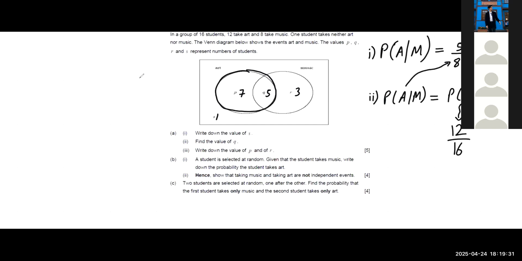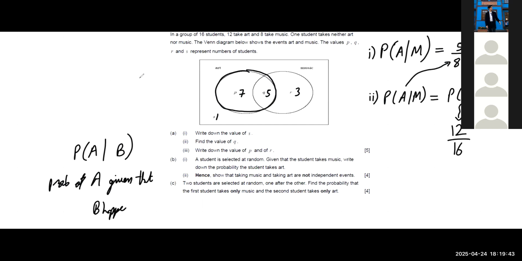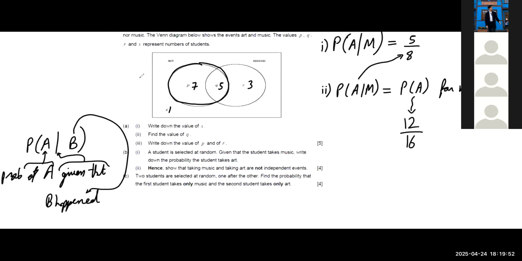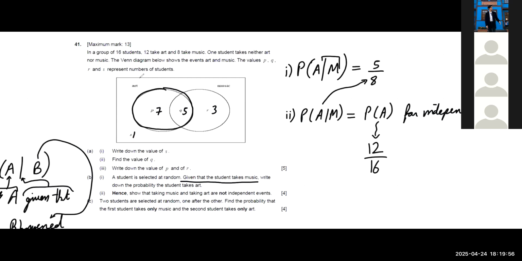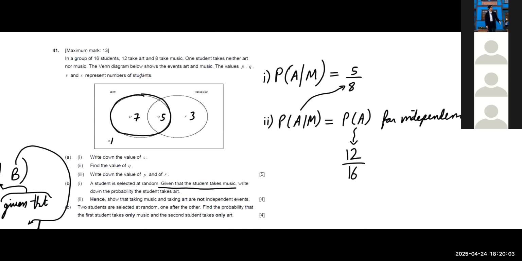So look, the notation is when I say it like this, it essentially means probability of A given that B happened. So given that is this line, and B means B has happened. This is probability of A. So you read it like this. See, they said given that a person takes music, that's the condition. So this is the condition part. Given that the person does music, what's the probability that you take art also? That's why it's like this. Make sense?